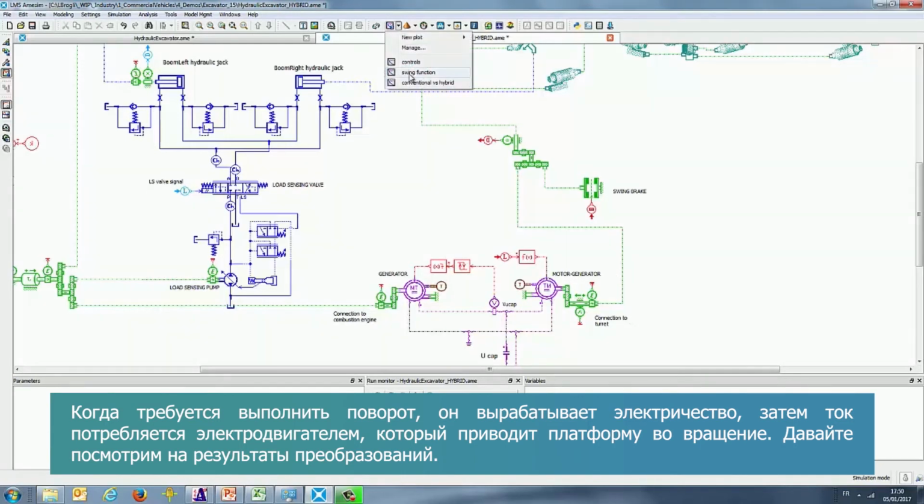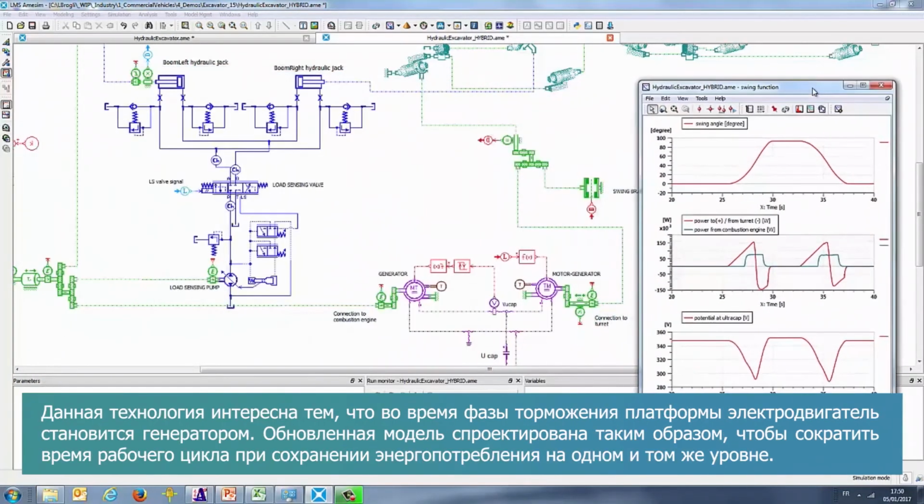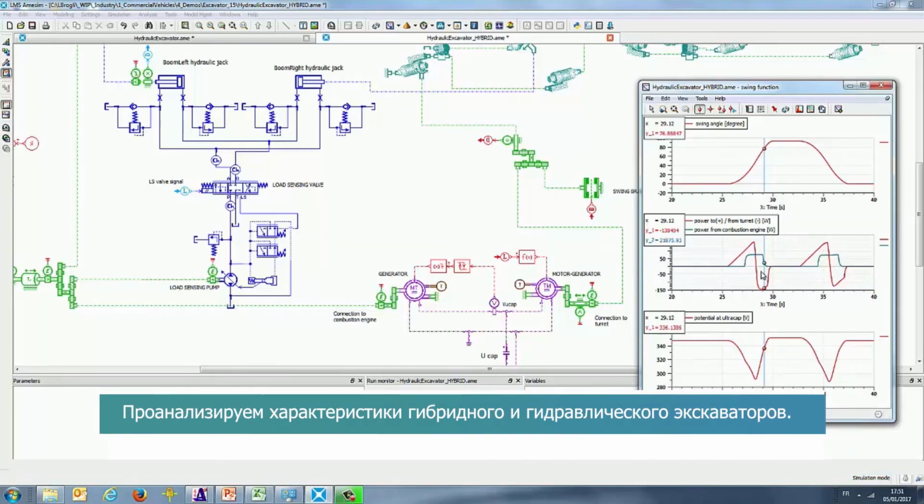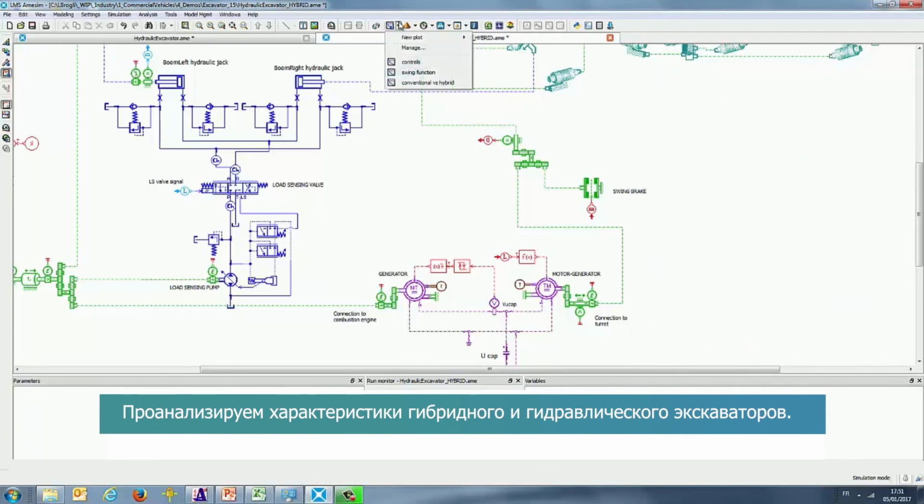Let's have a look at some results here. The interest also of such technology is that during the braking phase, here, the motor becomes a generator. The system has been sized so as to reduce the cycle time while maintaining the same energy consumption as the conventional excavator. So now let's analyze the results of the conventional excavator and the hybrid excavator.